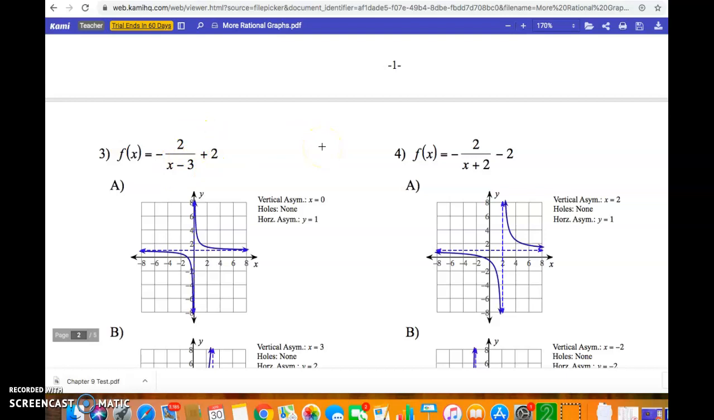So simpler ones typically have no holes, but the more complicated you will have to factor, then solve, but look for holes, vertical asymptotes, and horizontal asymptotes.